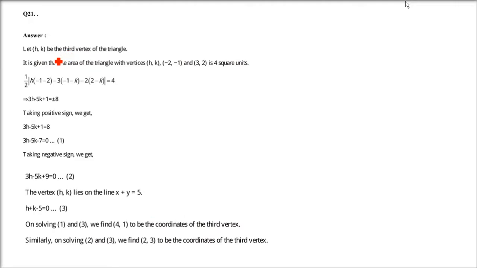This is question number 21. Two vertices of a triangle are minus 2, minus 1 and 3, 2. And the third vertex lies on the line x plus y equals 5. If the area of the triangle is 4 square units, then the third vertex is. So this is a triangle. One point is -2, -1. The other one is 3, 2. And this one is h, k.